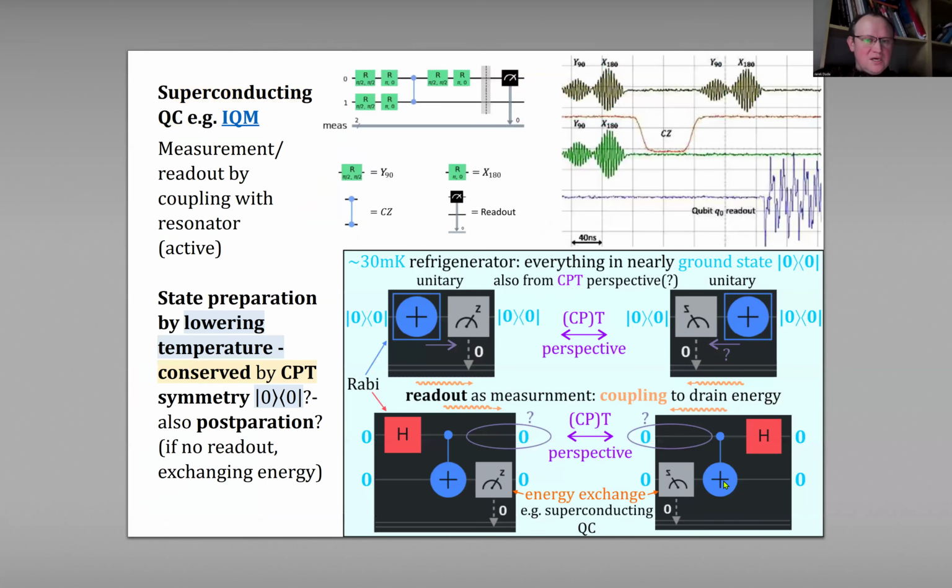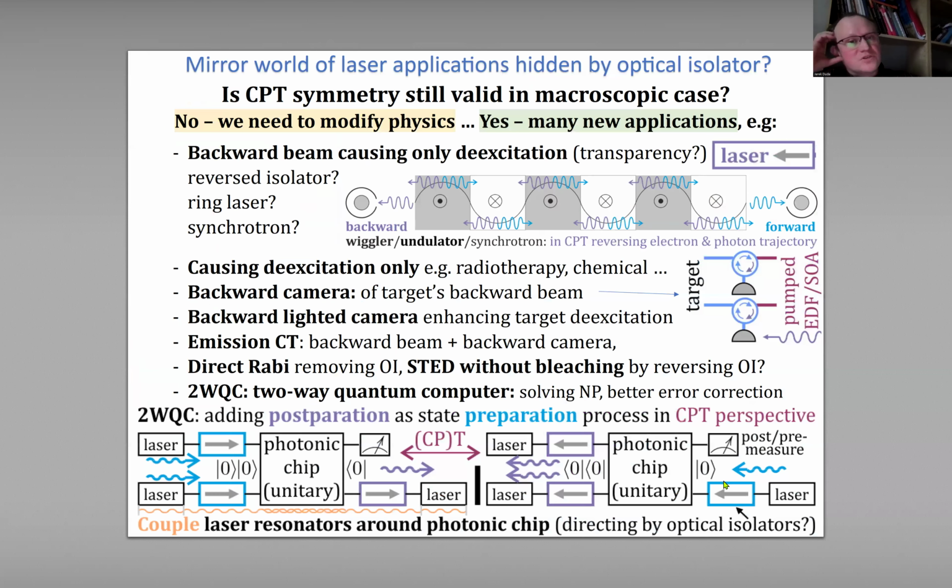Okay, so let me finish. It looks like the optical isolator, which is built into nearly all lasers. There are reasons for that. They say that if you don't have an isolator, it's easy to burn the laser. So it removes some very powerful behavior.